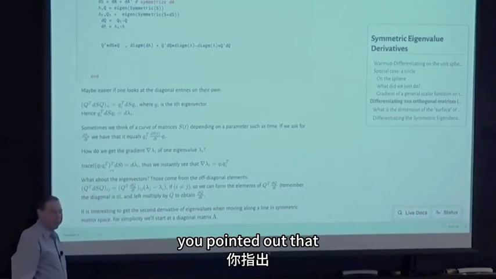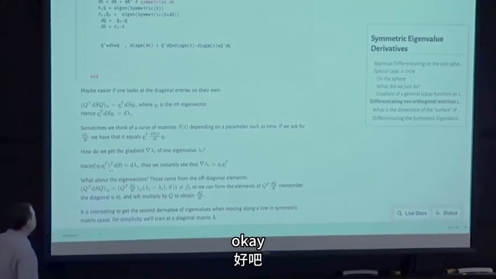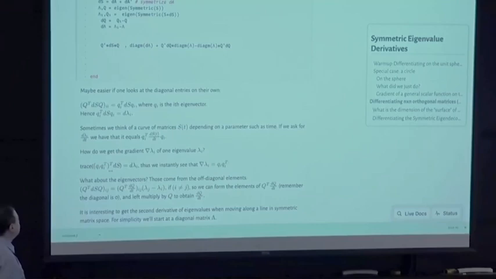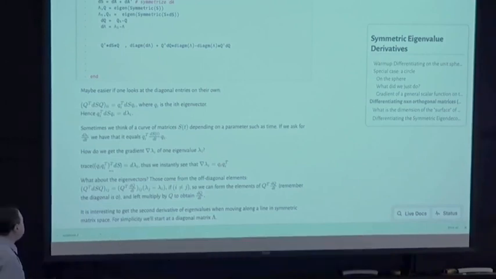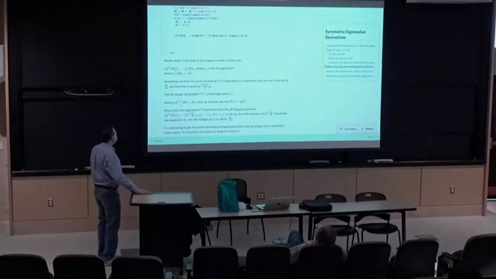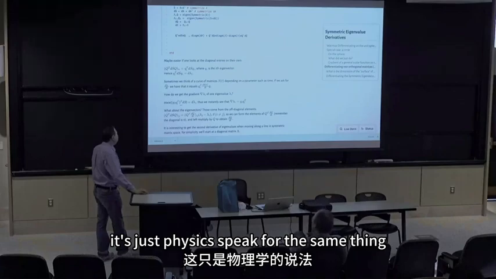Was that another thing? You pointed out that it's kind of like dot products commuting. We've used that a couple times. Okay. This kind of gives away one of the homework problems. That's okay. Oh, I see. They probably already looked at the homework, so. All right. Well, it doesn't hurt if it helps, I think. So physicists call this first-order perturbation theory, which is the same thing as first-order perturbations. It's the same thing as computing the derivative, right? Yeah, it's just physics speak for the same thing.